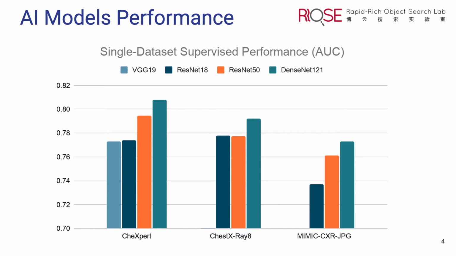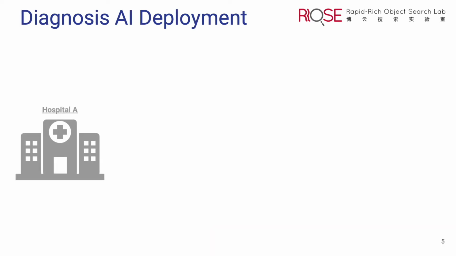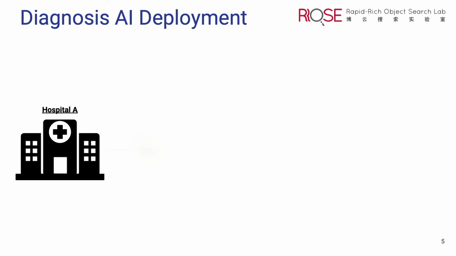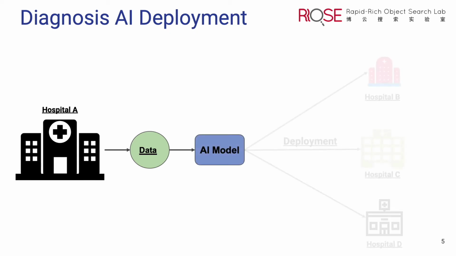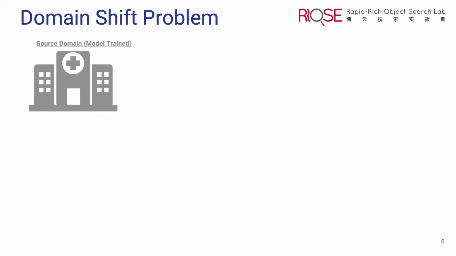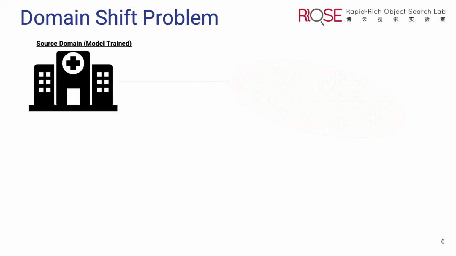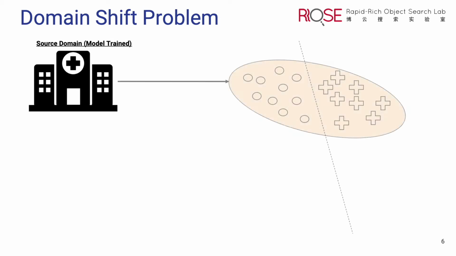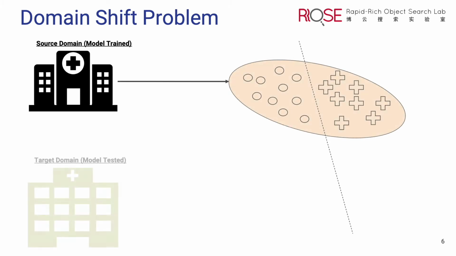the performance improves. However, in real-world deployment, an AI model trained on a dataset collected from one hospital will be deployed in various hospitals directly. In this process, the domain shift problem of the diagnosis AI models will occur. The hospital in which the training data is collected is called the source domain. A well-defined AI model can achieve good performance when training and validating within the same domain.